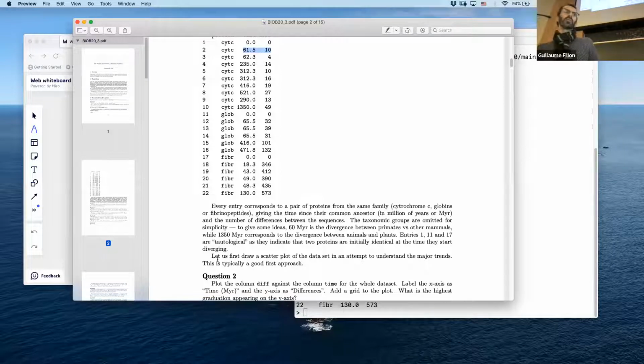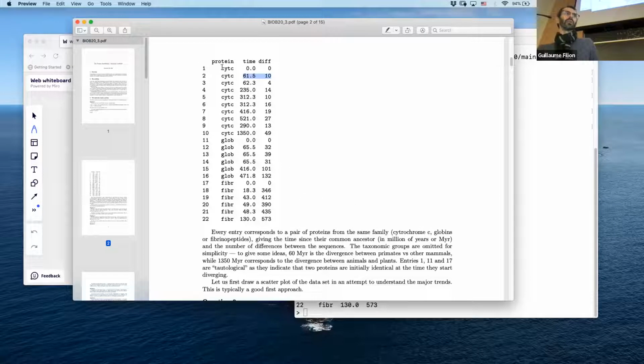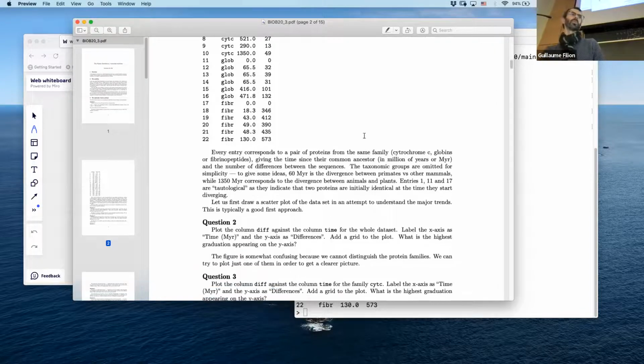Entries 1, 11, and 17 are tautological, as they indicate that 2 proteins are initially identical at the time they start diverging. Okay, so like these double zeros that you see here, there, and there, well, I've put them just to have a reference point to say, before you diverge, you haven't diverged. Like at time 0, the proteins are identical, and that sets the timer from which the two proteins will start their own independent lives. And the reason why these entries are there is only for the plot purposes that we'll see later. So nothing to worry about.